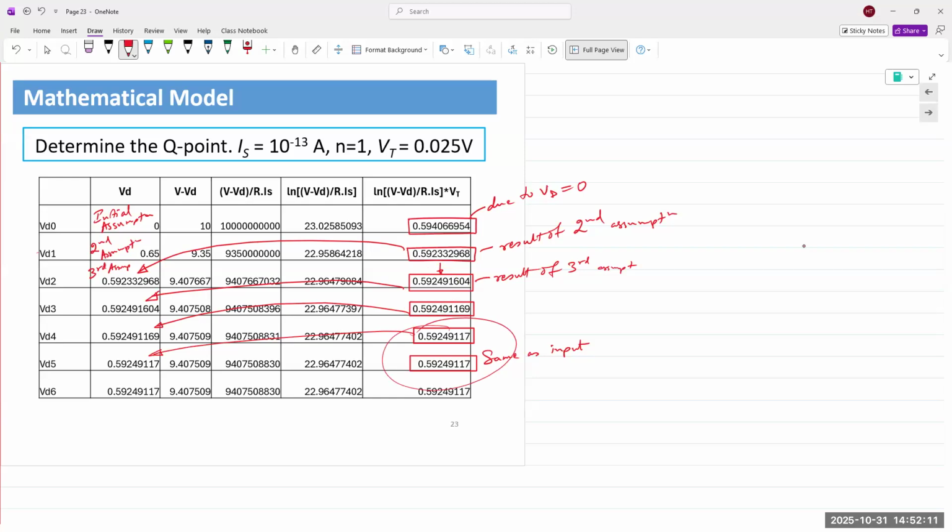Okay. So this is a technique known as iterative analysis. It simply means you go through multiple iterations of the same calculation until your answer matches with your assumption at the top.